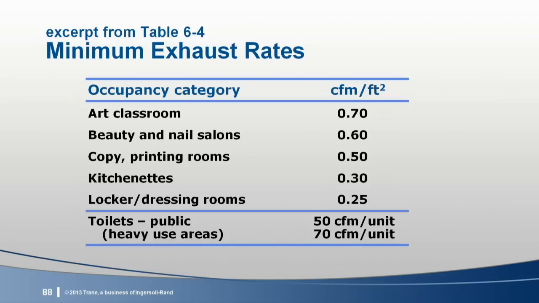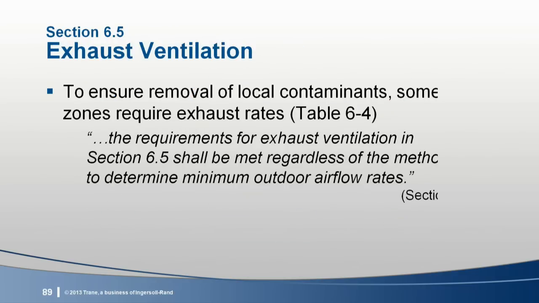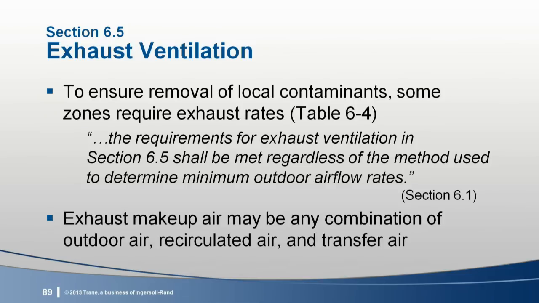The intent is to remove these contaminants at the source by exhausting them directly. For example, an art classroom in a school must be designed to exhaust 0.7 CFM per square foot of floor area. Note also that the exhaust requirements for toilet rooms are based on the number of water closets or urinals. Another nuance of this section is that the makeup air, that is the air that replaces the air being exhausted, can be comprised of outdoor air, recirculated air, or air transferred from another ventilation zone. This provides flexibility for the designer.